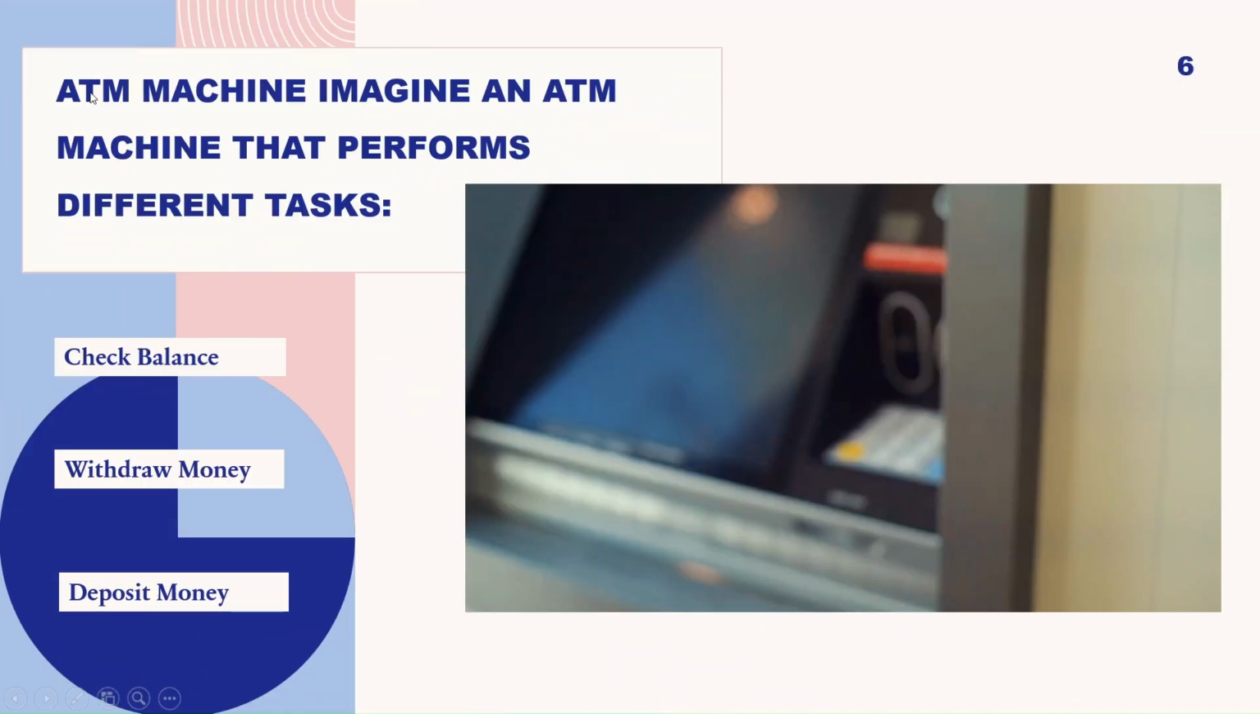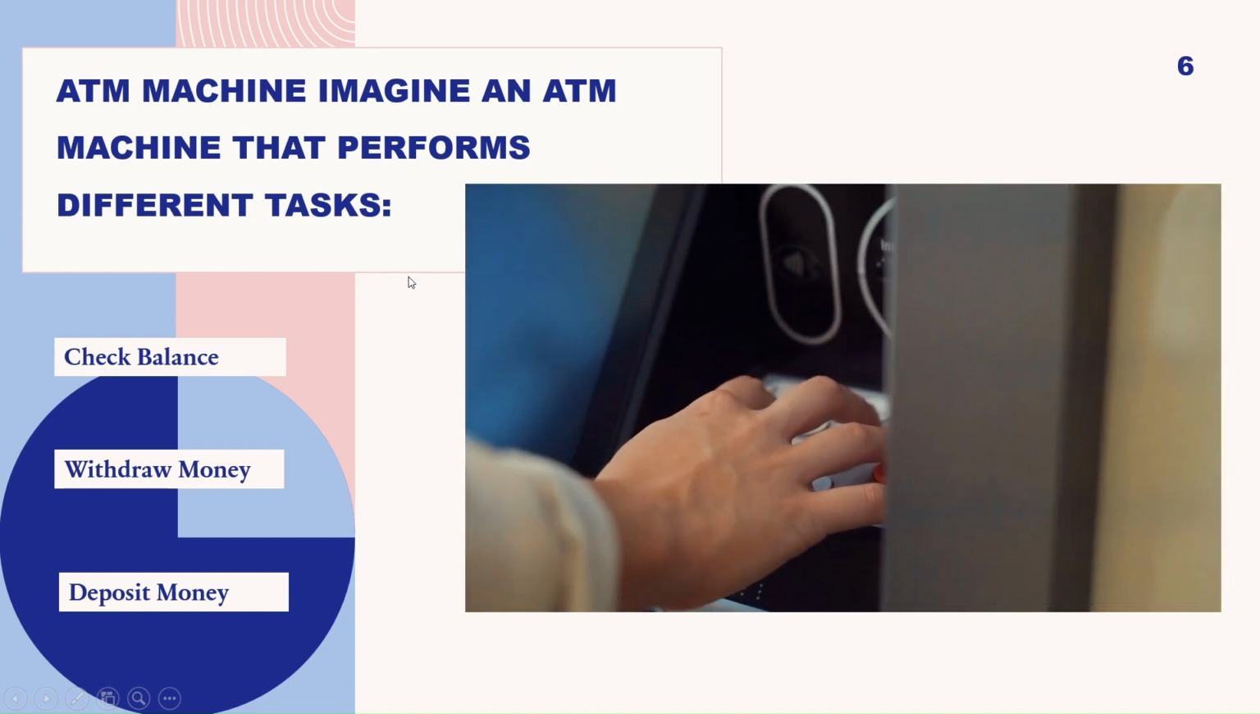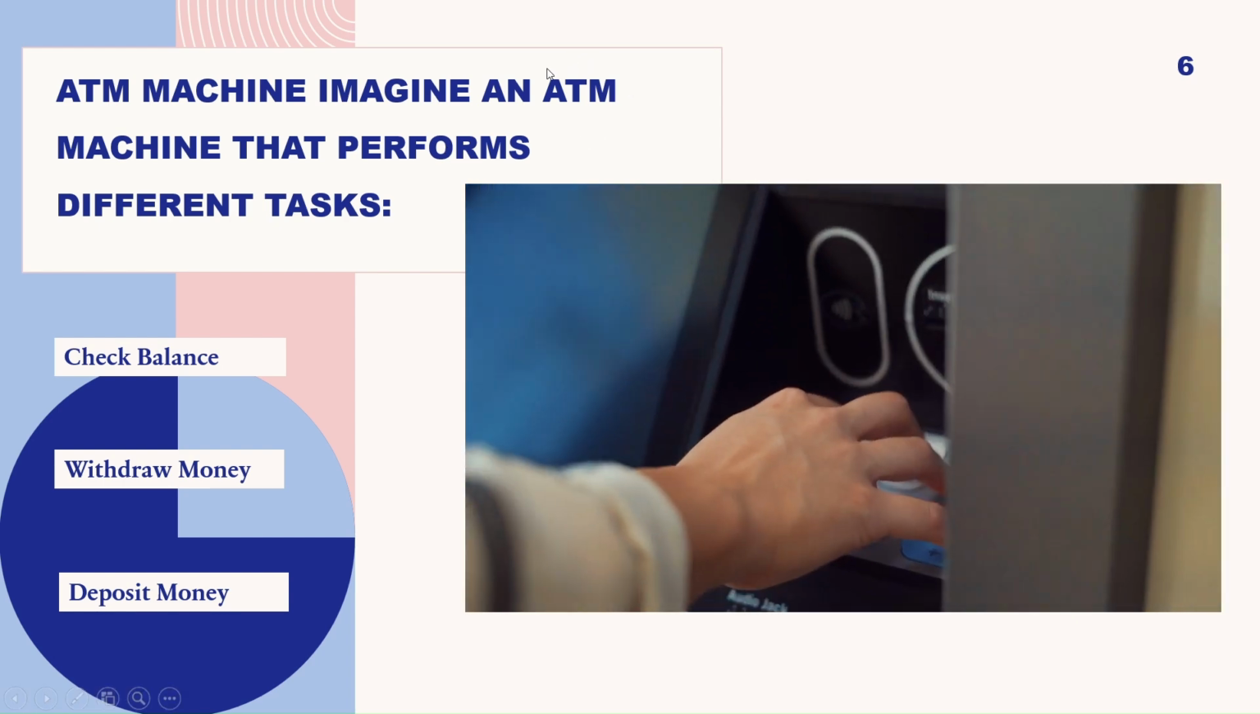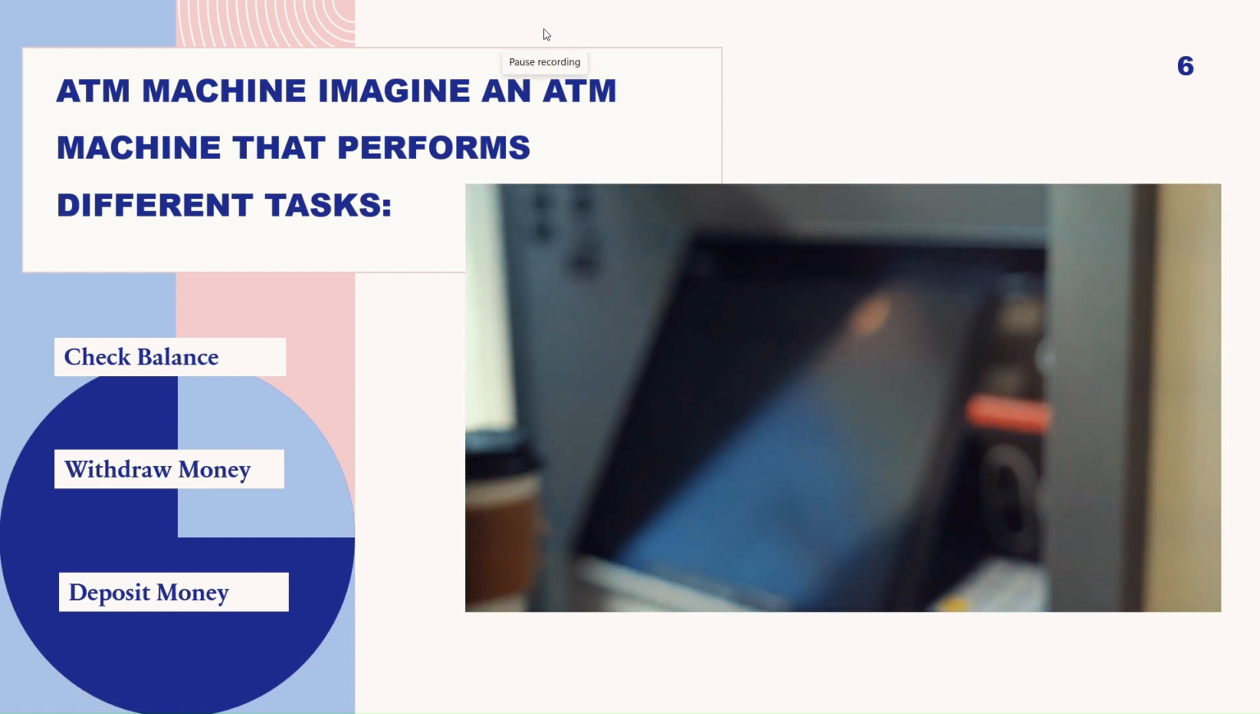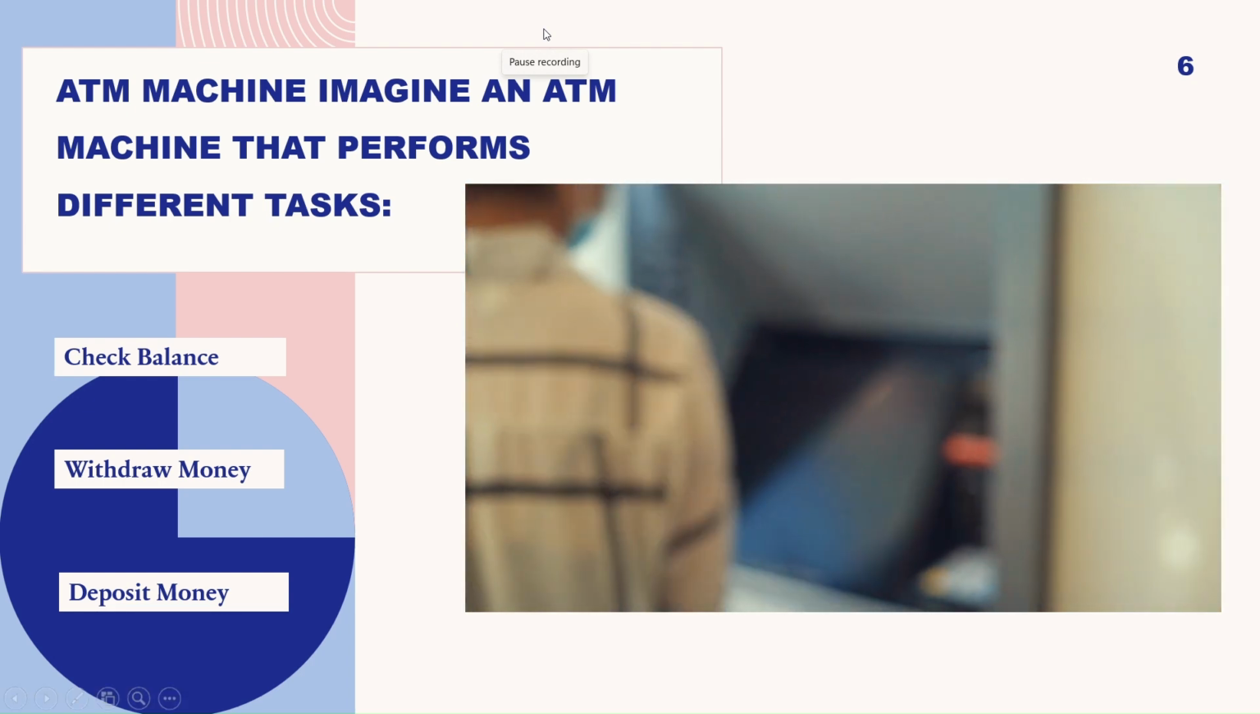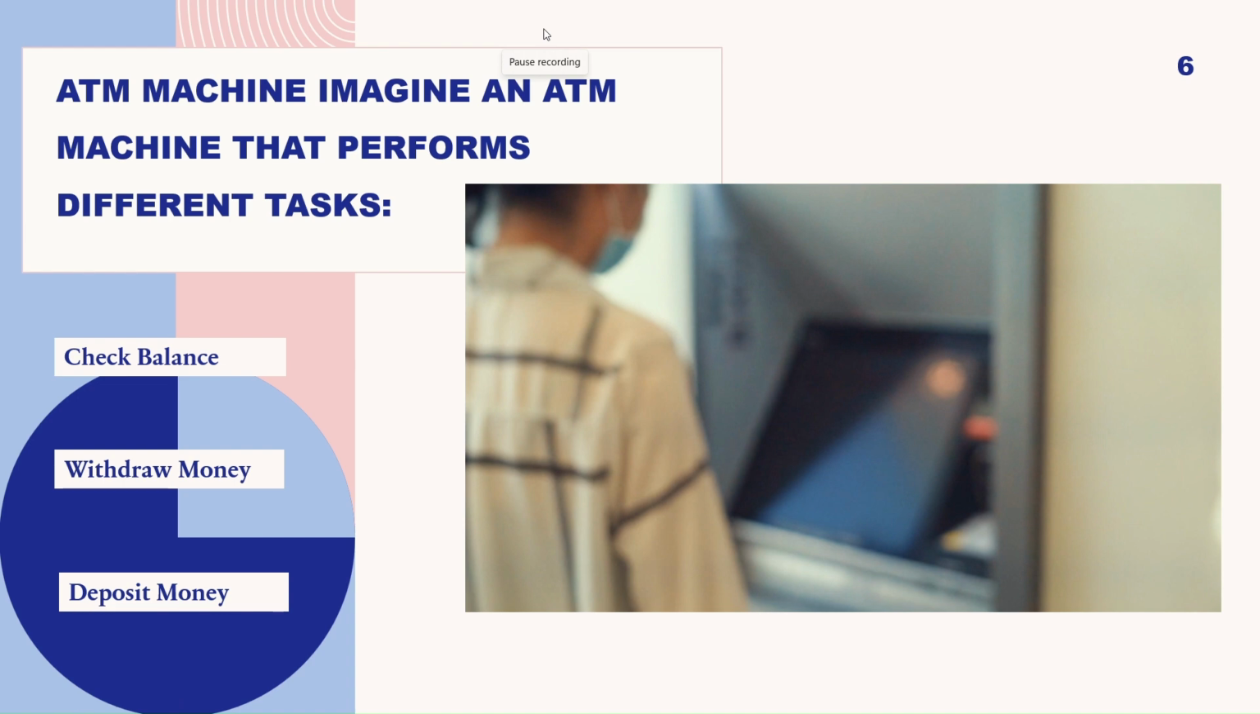So imagine an ATM machine that performs different tasks like check balance, withdraw money, and deposit money. Let's take one example. If you are staying in a PG or hostel and your renter is calling you asking for money because your time is over, what do you do? You call your father or parents to send you the money, because you have to give it to the renter. So what does your dad do? He sends you the money.